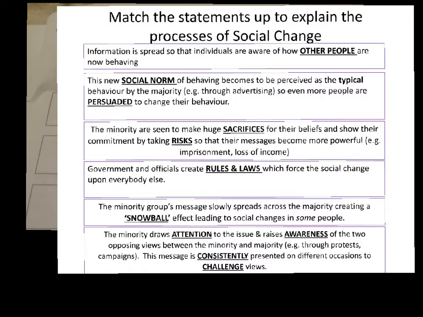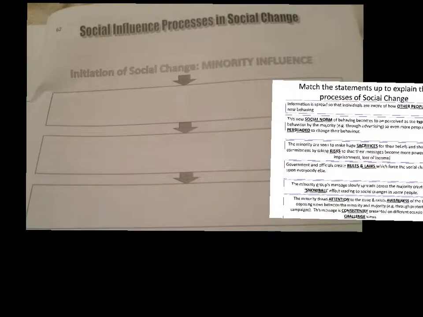So often violent methods result in them having to sacrifice themselves, imprisonment, a loss of income, or often it can just be willing to be prejudiced against, so willing to be treated differently in some way, but they're standing up for the rights at that stage. So that statement there then, that one obviously needs to be placed into this box here, so you need to pop that one into the second box down.